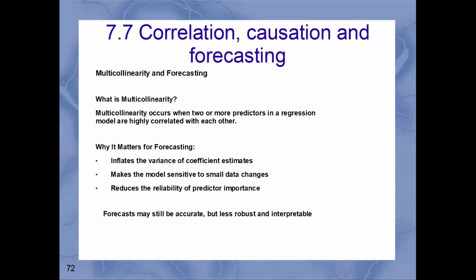So, multicollinearity and forecasting. Multicollinearity occurs when two or more predictors in a regression model are highly correlated with one another. And why it matters for forecasting: it inflates the variance of coefficient estimates, it makes models sensitive to small data changes, and it reduces the reliability of the predictor importance. A good example is humidity and temperature when we're predicting the weather.